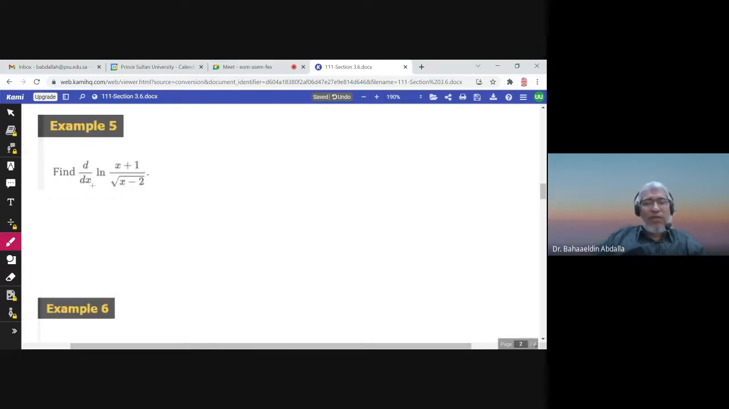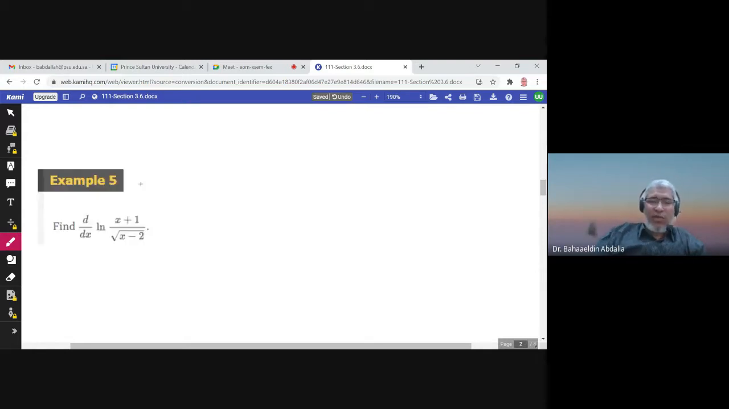Here, find the derivative of ln. Well, I can use here the properties of the logarithmic function. Remember that ln of u over v, I can write as ln u minus ln v. And ln of u times v can be written as ln u plus ln v. And ln of u to the power r can be written as r times ln u.